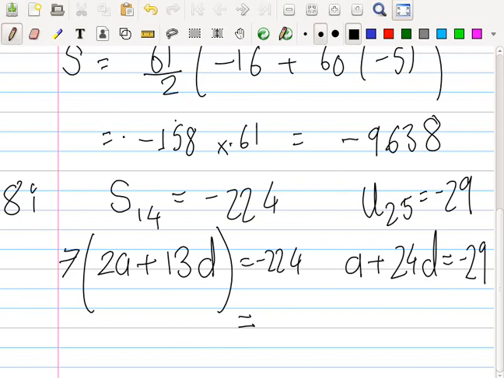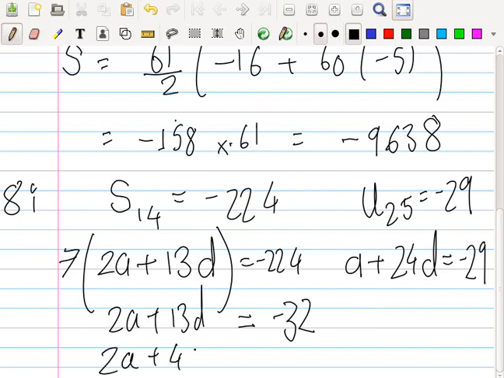Where did you get the 7? N over 2. Okay. Sadiq, it goes in here. Minus 32. What is it? Minus 32. And I get 2a plus 13d equals minus 32. And I'll multiply this by 2. 2a plus 48d equals minus 58.